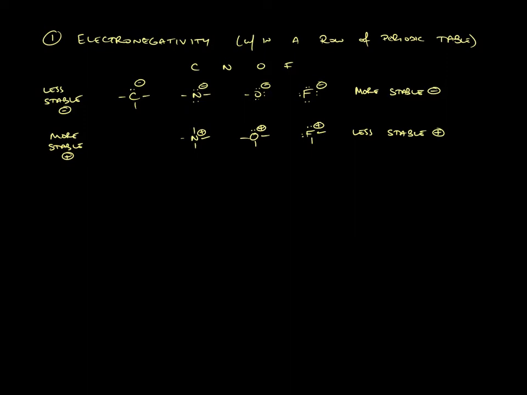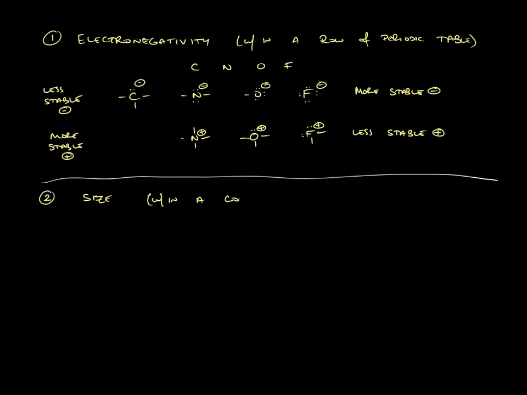It's pretty straightforward, but we only really use this when we're comparing things within a row. So what about when we're comparing things within a column? So the second trend is with size. They get generally bigger when they move down the periodic table. And we use this when we're comparing within a column in the periodic table.